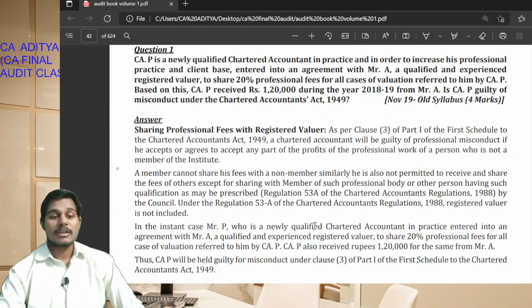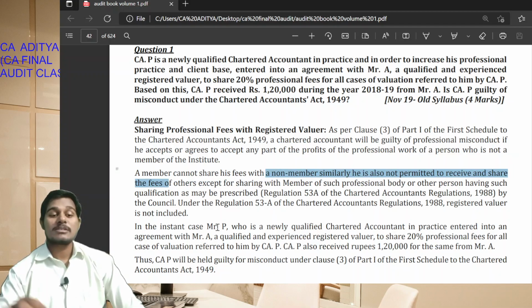No. In the present case, see students, sharing fees with the registered valuer. As per clause 3 of part 1 of first schedule to the Chartered Accountants Act, a chartered accountant will be guilty of professional misconduct if he accepts or agrees to accept any profits of the profession from a person who is not a member of the institute. See students, he is not a member of the institute. A member shall not share with a non-member.